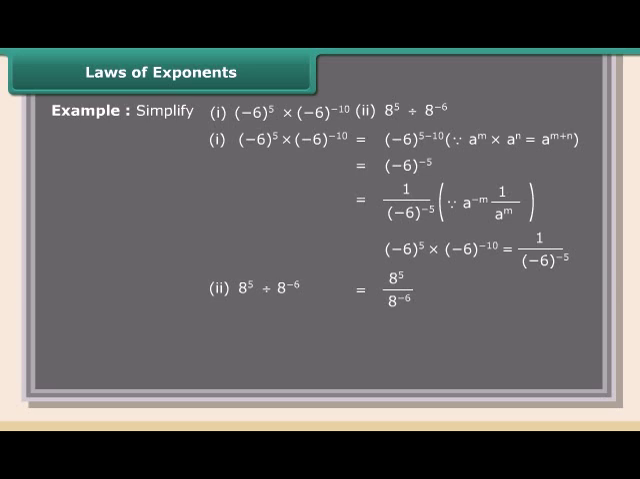8^5 divided by 8^-6 is equal to 8^5 upon 8^-6, which is equal to 8^(5-(-6)), since a^m divided by a^n is equal to a^(m-n), which is equal to 8^11. So 8^5 divided by 8^-6 is equal to 8^11.